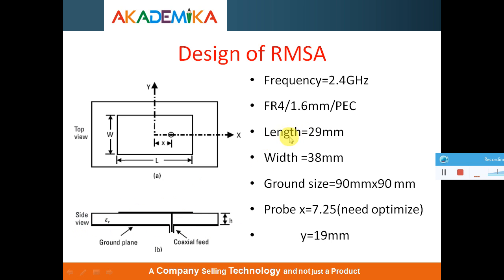We are considering length 29 mm, width 38 mm, and the ground size is 90 mm by 90 mm. As I told, that is an infinite ground substrate antenna to show you results. Then the probe position is 7.25 mm, which is at this location, and y is 19 mm. Still we need optimization, because if we fit it at this position as per the design formula, we are not getting a good return loss or impedance matching.